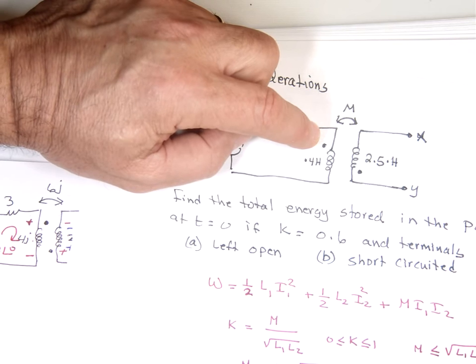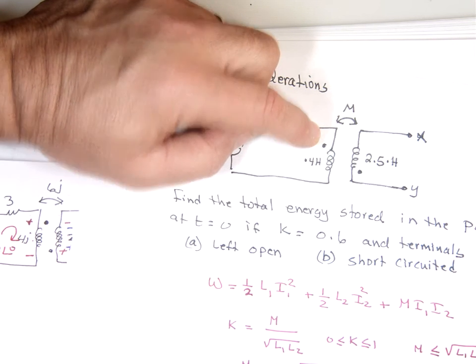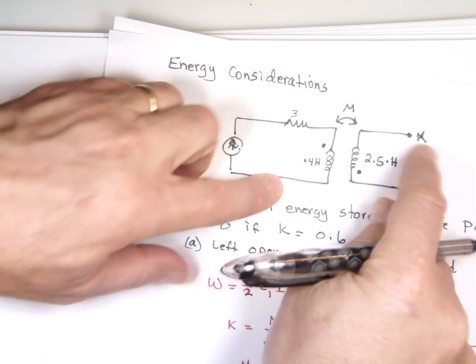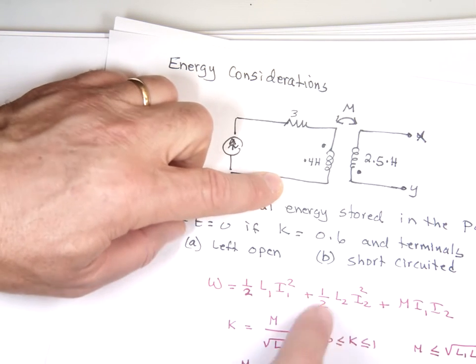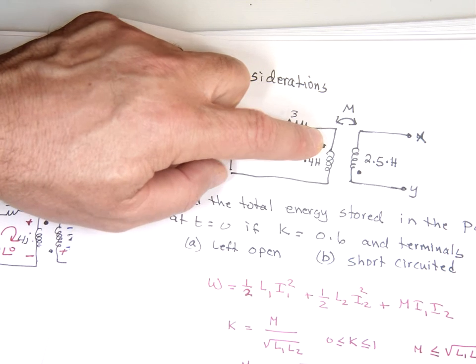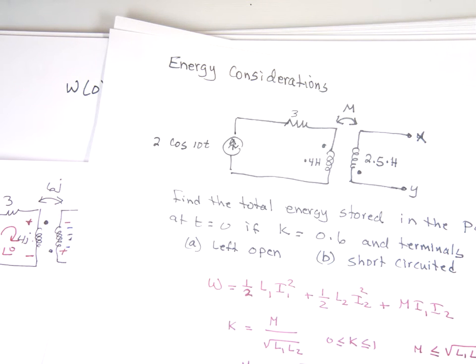Because for that equation to work, I would need both currents entering the dot or both leaving the dot. So if both were coming from this end and that end, that equation is still going to be a plus here. But if one enters a dot and one enters the undotted, that sign has to be a minus. So just for that specific equation, we want to make sure that's the case.